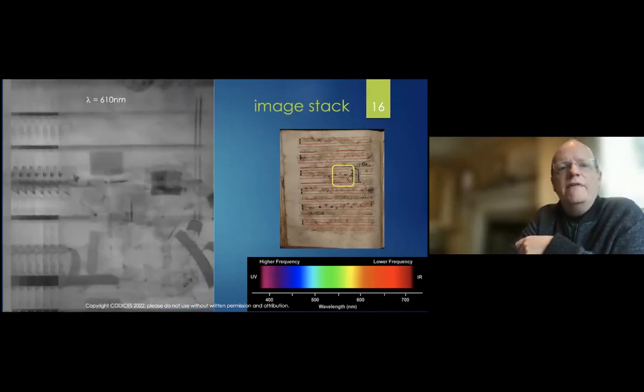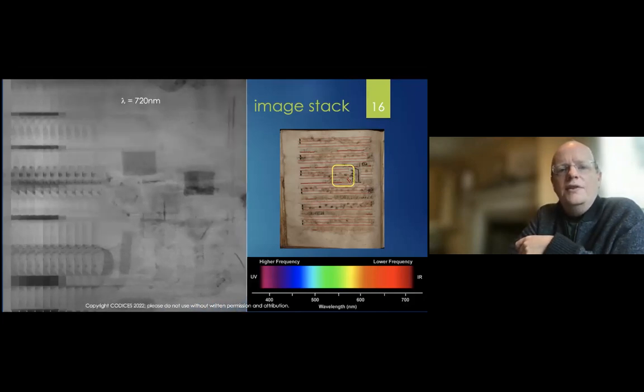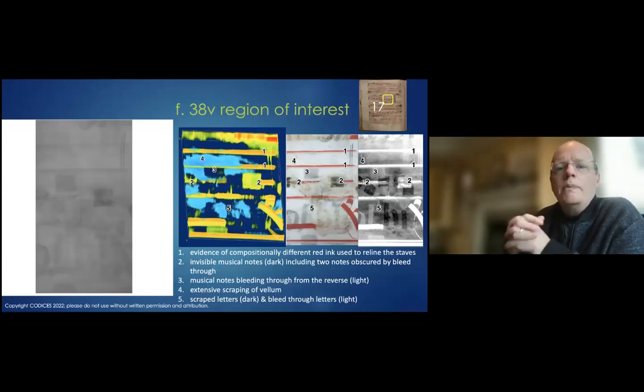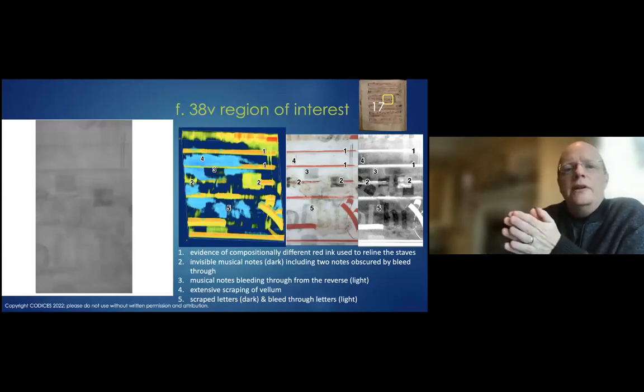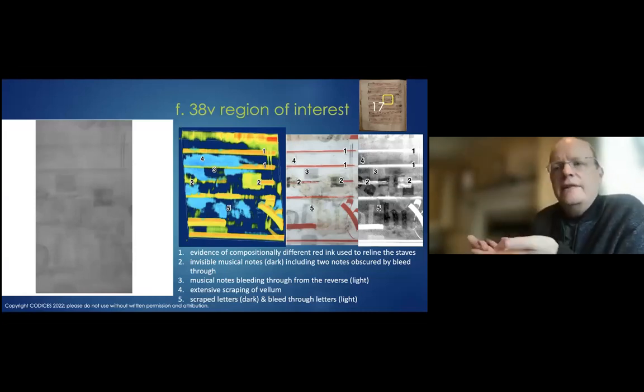Different things become visible as you move through the visible light spectrum. Then what you try to do is use a series of processes. There are different ways you can process these images. There's an open source package called ImageJ that lets you do some of these transformations. There are also Python packages that let you do this.